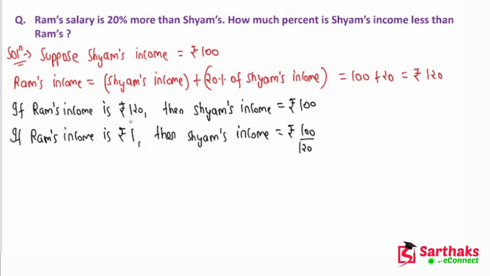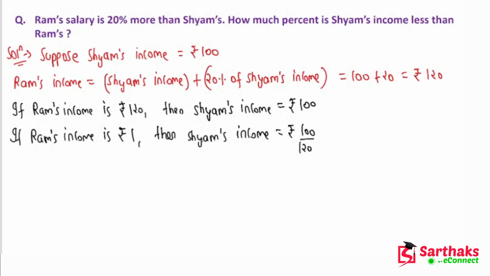You can clearly see we are applying the unitary method. Now with this equation, Ram's income 120 and Sham's income 100, you can calculate what Ram's income will be when Sham's income is rupees 1, and similarly you can calculate what Sham's income will be when we make Ram's income rupees 1. So we'll divide both of them by 120 and we'll get Ram's income as rupees 1. Obviously Sham's income is less, so this fraction would be less than 1. It would be something like 0.8 or 0.9. So yes, Sham's income is less than Ram's income, so we are maintaining the method.